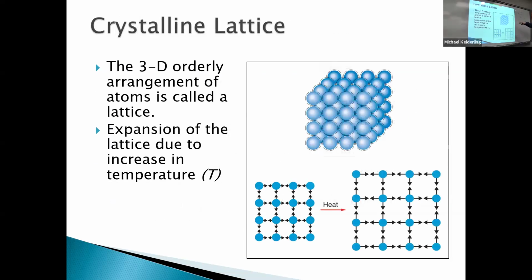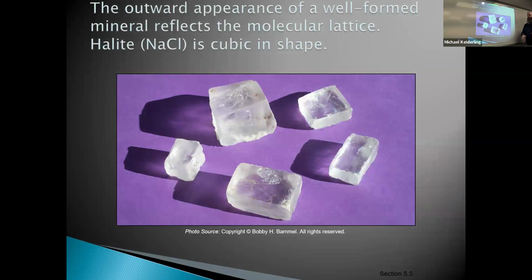The 3D orderly arrangement of atoms in a crystalline solid is called the lattice, and the lattice will expand due to an increase in temperature. Glasses are weird and complicated. The outside appearance of a well-formed mineral will reflect the molecular lattice. Here, this is halite, which is sodium chloride or salt, and you can see it's cubic in shape because the lattice is cubic.